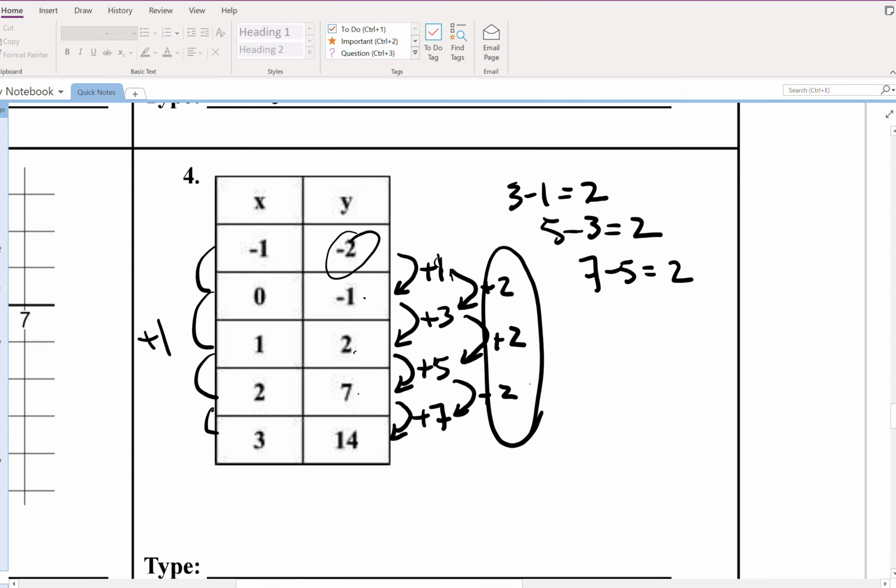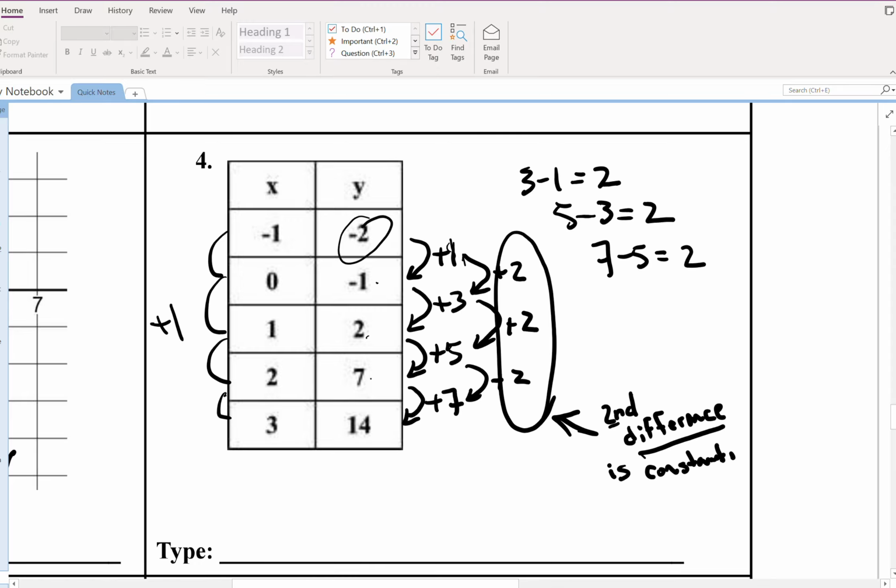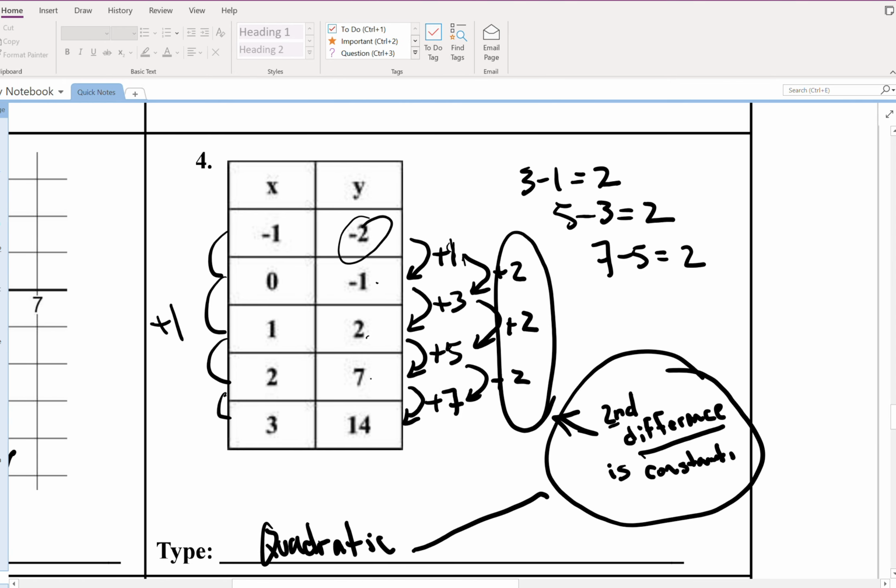And so we call this the second difference, because difference means subtract in math. And so the second difference is constant. And so the type of graph that we're dealing with here is quadratic. And the reasoning for that would be the second difference is constant.